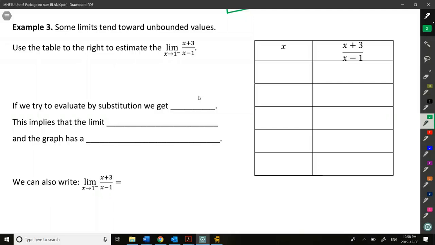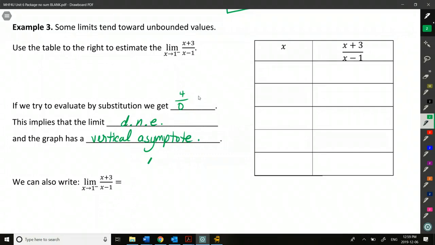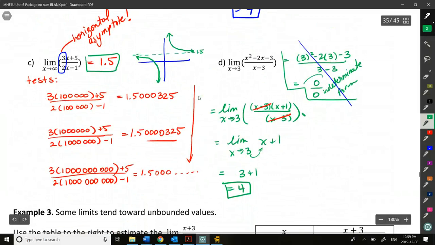So if we try substitution here, we're going to get 4 over 0, right? If I just plug in 1 into the top and into the bottom. And this is going to imply that the limit tends toward either a positive infinity or a negative infinity. And it also should imply to us that the limit in some sense does not exist, right? And the graph has a vertical asymptote at this point. Okay, this is actually different than what we calculated above because in this case we just got indeterminate form.